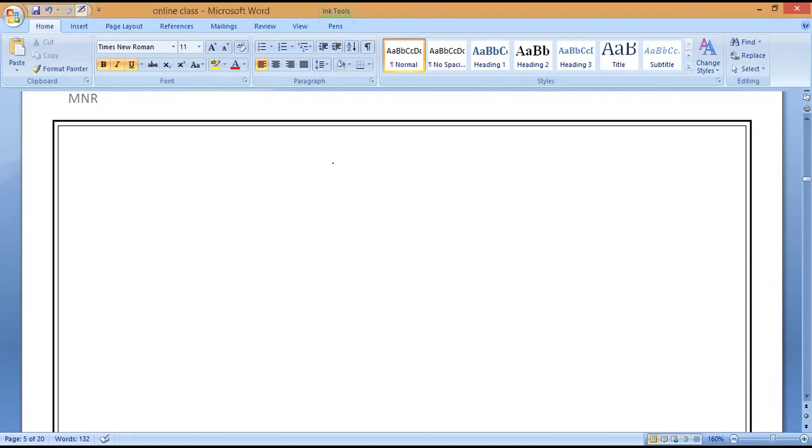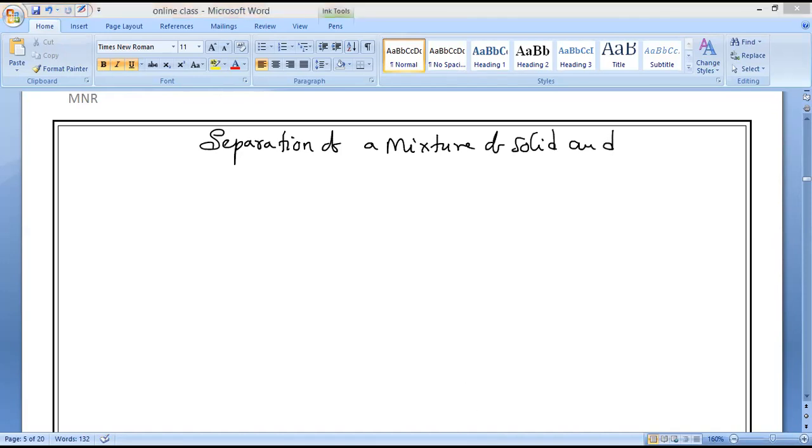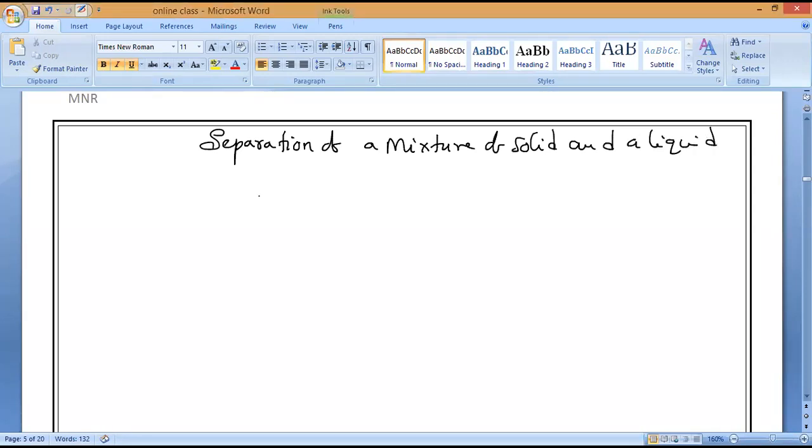Yesterday both were solids, but today it is the separation of a mixture of a solid and a liquid. Write it: separation of a mixture of solid and water, a mixture of solid and a liquid. Shall we study now, everybody?